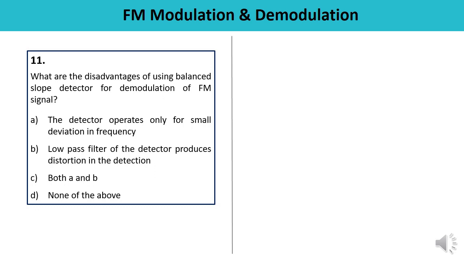Next question is question number 11. What are the disadvantages of using balanced slope detector for demodulation? Balanced slope detector is used to demodulate the FM signal from where original signal can be reconstructed. So read out the options. The detector operates only for small deviations in the frequency. This is the correct one. Low pass filter of the detectors produces distortion in the detection. This is also correct. Means A and B both correct. So the answer is C.